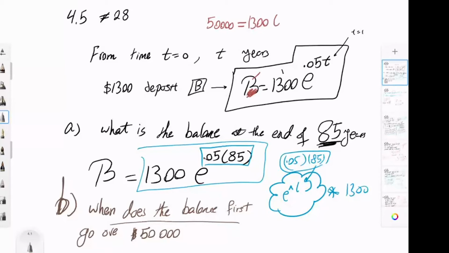1300 e to the power 0.05t. They're asking, what is this t? What value of t do you plug in so that when you calculate this, you will get 50,000? How do we solve it? I don't know why this question is here, but we should be able to approximate it. But using log and natural log, we definitely can solve it.